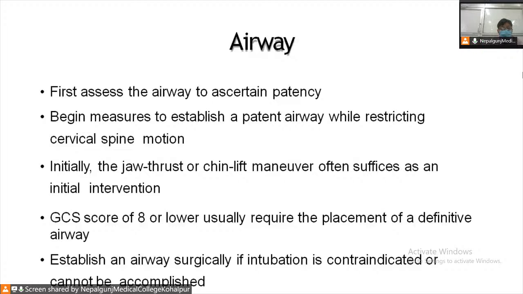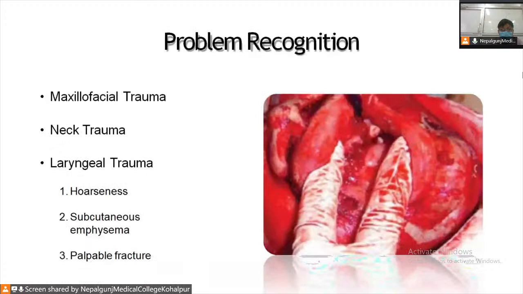But if the GCS score is 8 or lower, it requires definitive placement of an airway, that is an ET tube. And establish an airway surgically if intubation is contraindicated or cannot be accomplished. So a surgical airway, that is cricothyroidectomy, may be the option. Problems regarding it might be neck trauma and laryngeal trauma, which present as hoarseness, subcutaneous emphysema, and palpable fracture. So these are things you need to know.